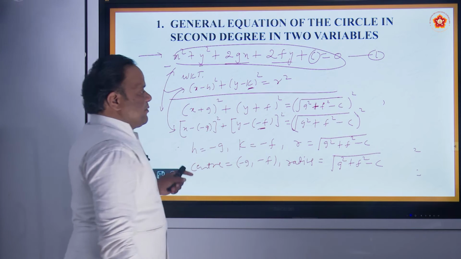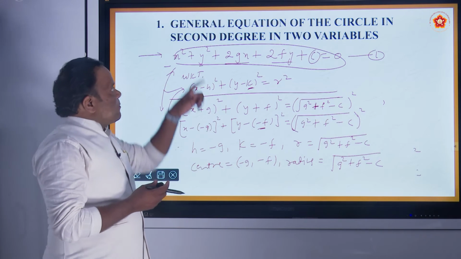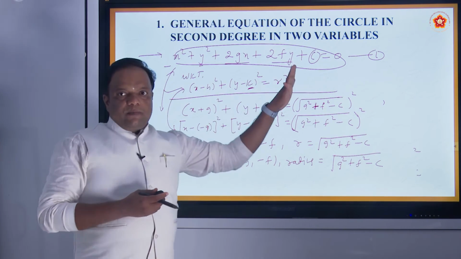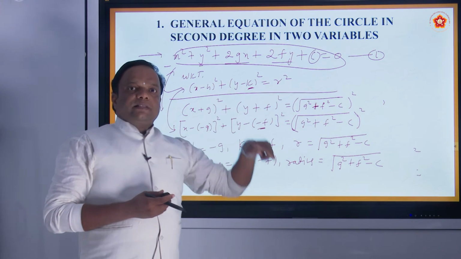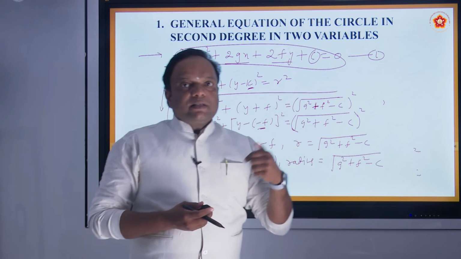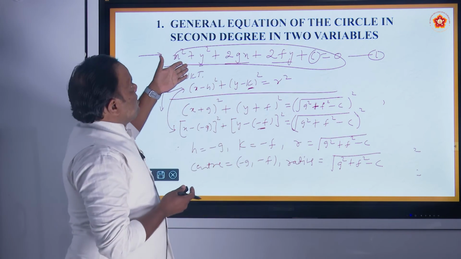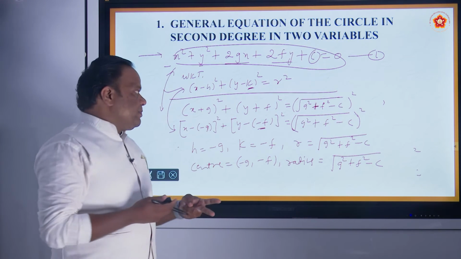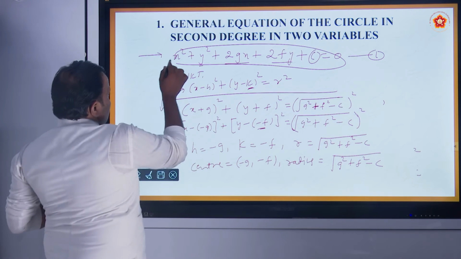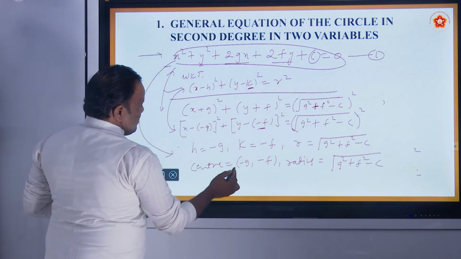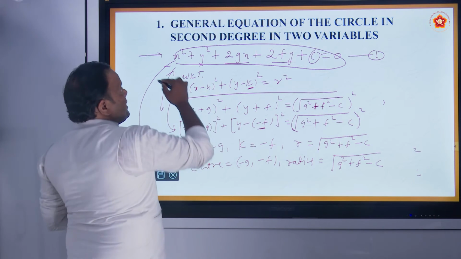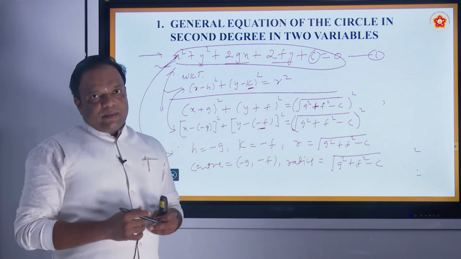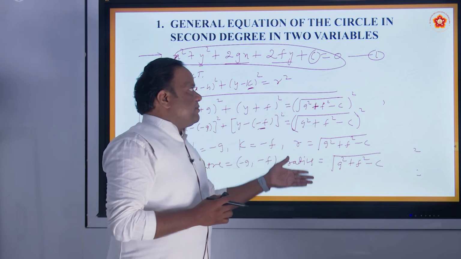Therefore, we can say clearly the equation x squared plus y squared plus 2gx plus 2fy plus c equal to 0 always represents a circle. This is called the general equation of the circle, a second degree equation in two variables. The center of the circle is (minus g, minus f), and the radius of this circle is the square root of g squared plus f squared minus c. This is the center and radius of this circle.